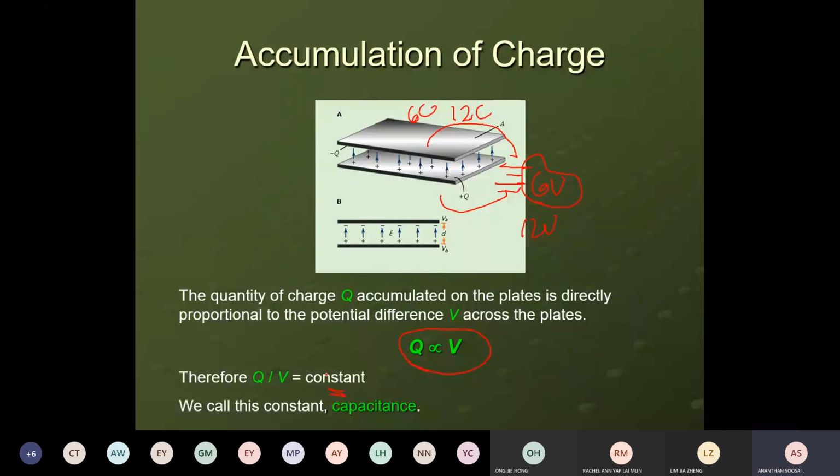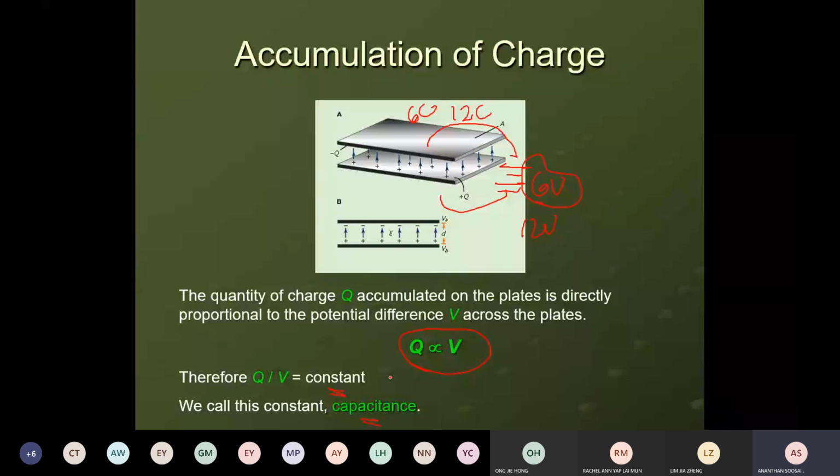This constant has a special name called capacitance. The device is named a capacitor, but the capability to store charge is measured using the term capacitance. When you go to the shop and ask for a capacitor, saying I want to buy a capacitor, they will ask for the rating. How much capacitance do you want? You want 10, 20, there is a rating.